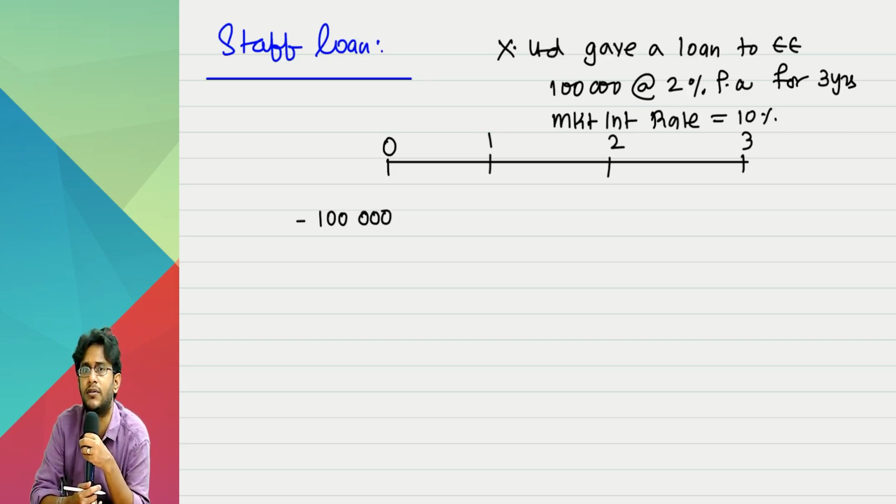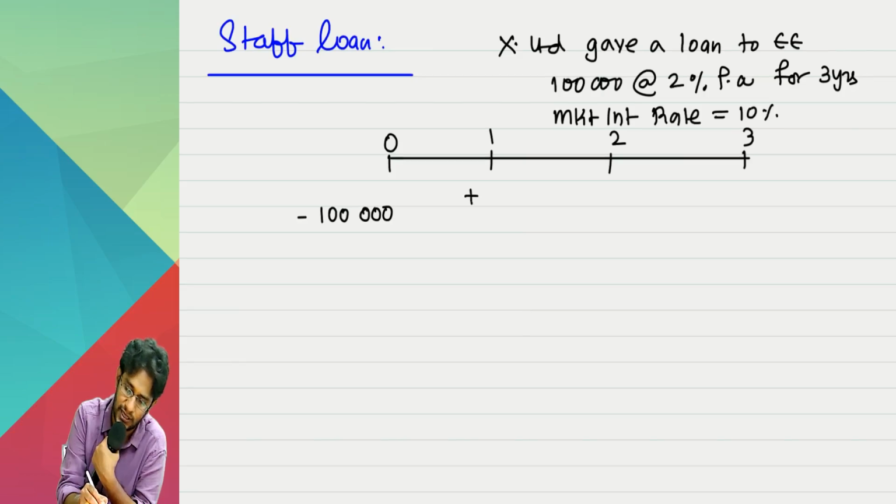Sir, when market interest rate is 10%, why did we give the loan only at 2%? Why? Because he is my employee. If he is some roadside fellow, why will I give, sir? Because he is my employee only, I gave it at 2%. So for the next 3 years, what cash flows will you receive? 2000 and 2000 and 1 lakh 2000.